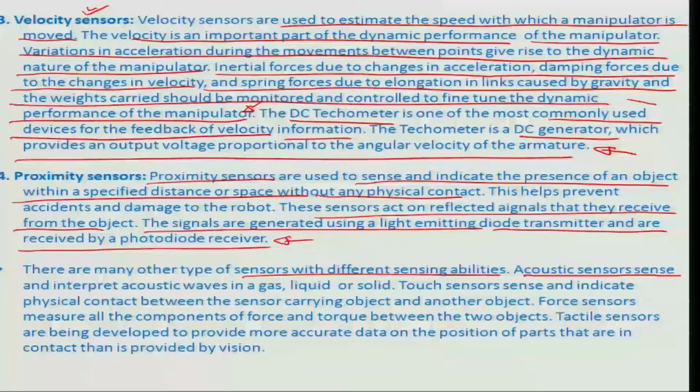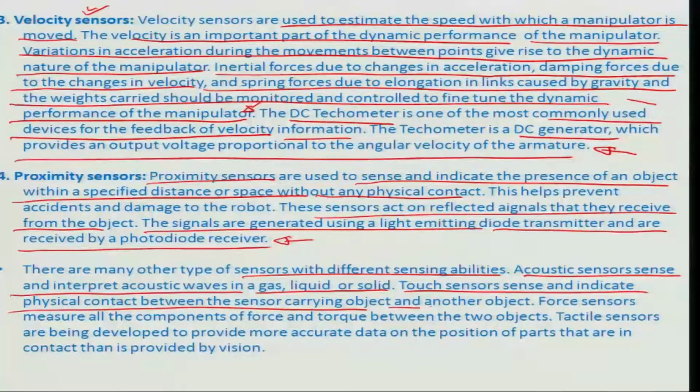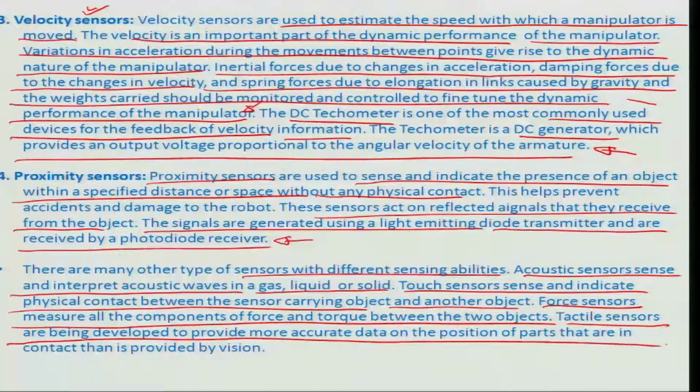There are many other types of sensors with different sensing abilities. For example, acoustic sensors sense and interpret acoustic waves in gas, liquid or solid. Touch sensors sense and indicate physical contact between the sensor carrying object and another object. Force sensors measure all the components of the force and torque between two objects. Tactile sensors are developed to provide more accurate data on the position of parts that are in contact, and that is provided by the vision, and so on and so forth.